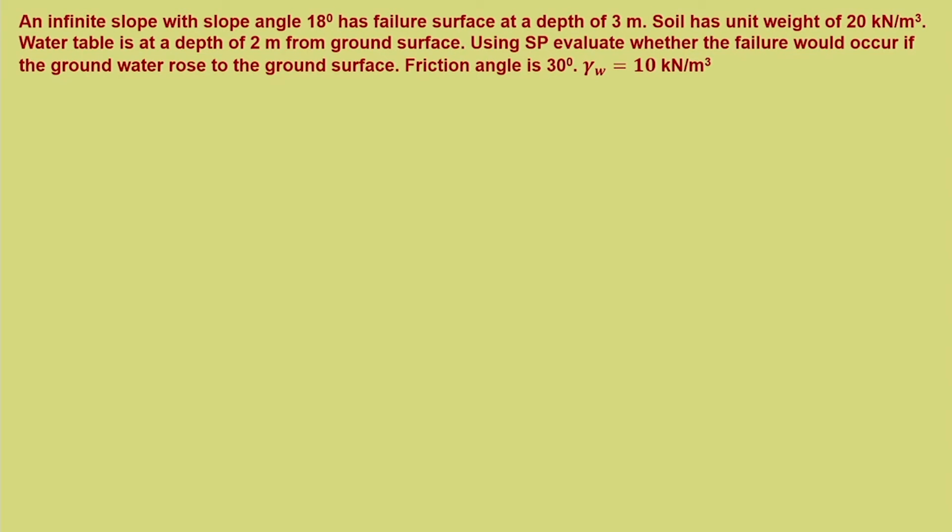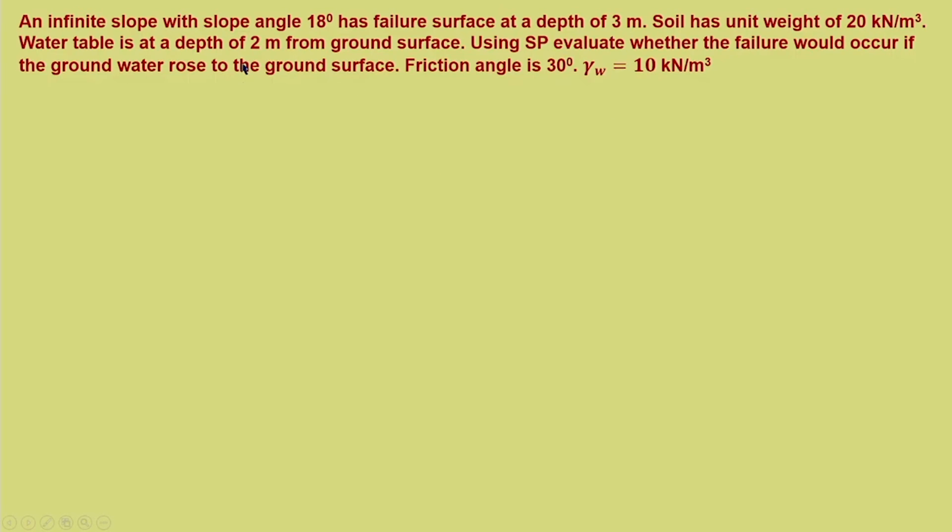Now, let us see a small example related to this and related to how to use stress path for a given field condition. An infinite slope with slope angle 18 degrees has failure surface at a depth of 3 meter. Soil has unit weight of 20 kilonewton per meter cube. Water table is at a depth of 2 meter from the ground surface. Using stress path, evaluate whether the failure would occur if the groundwater rose to the ground surface. Friction angle is 30 degrees. Gamma W is equal to 10 kilonewton per meter cube.